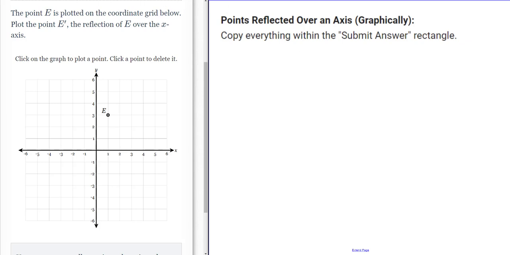Points reflected over an axis, graphically, from Google Classroom. Copy everything within the submit answer rectangle. So we'll get back to that.